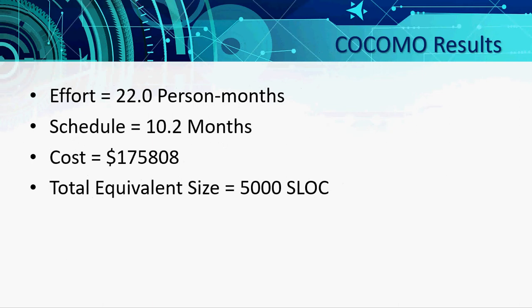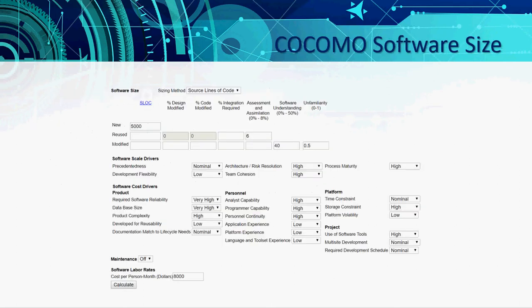Here are the results that we found from our COCOMO model, where we found the effort to be 22.0 person months, the schedule to be 10.2 months, and the cost to be $175,808. The total equivalent size will be 5,000 SLOC.